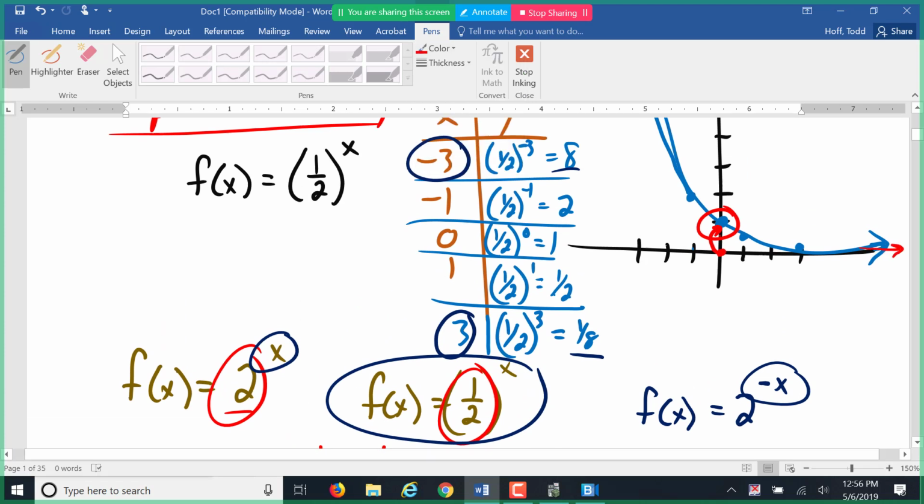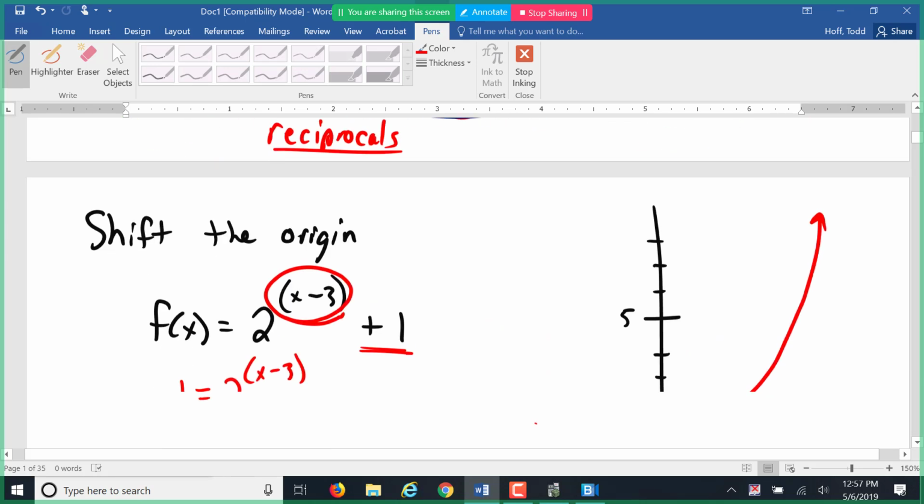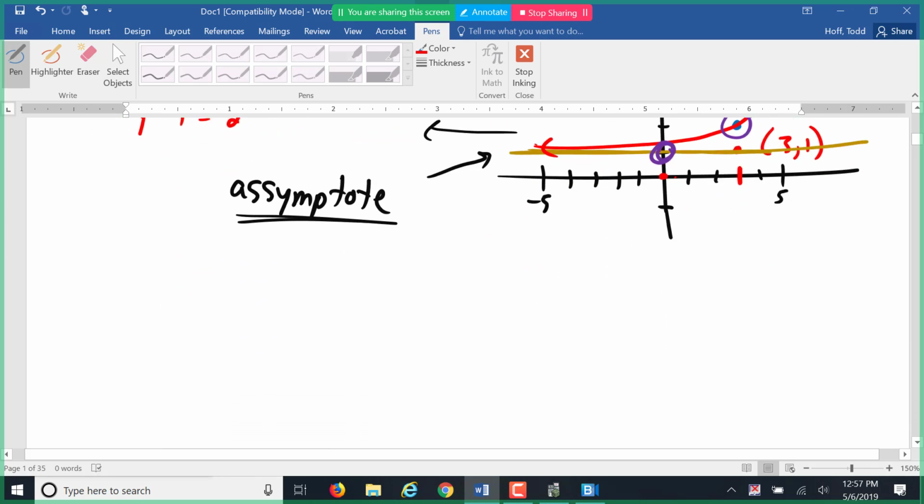no matter how large I get here for x, no matter how far I go in this direction, this is never going to equal 0. It's going to get smaller and smaller and smaller, but never quite equal 0. In this case, that x-axis is our asymptote. Y equals 0 is our asymptote.